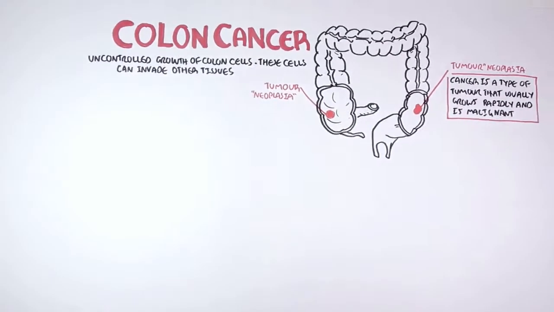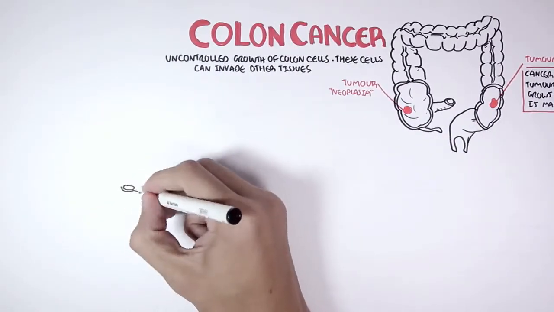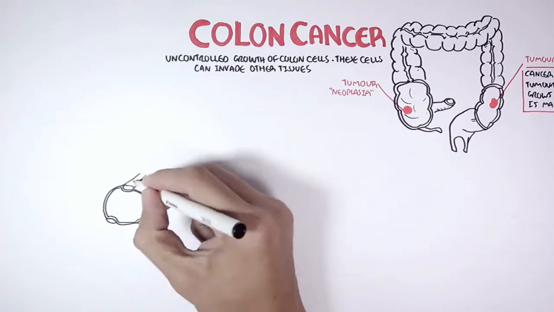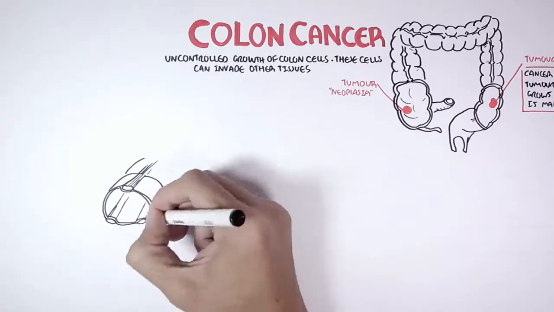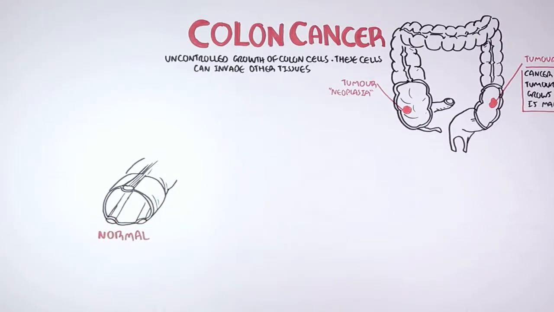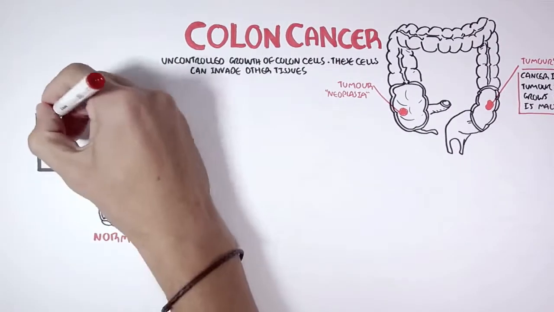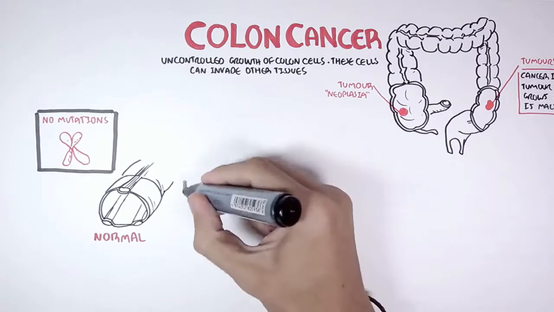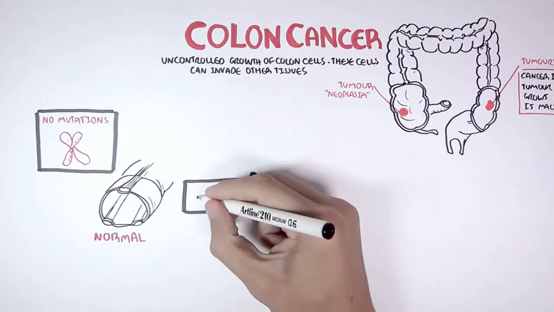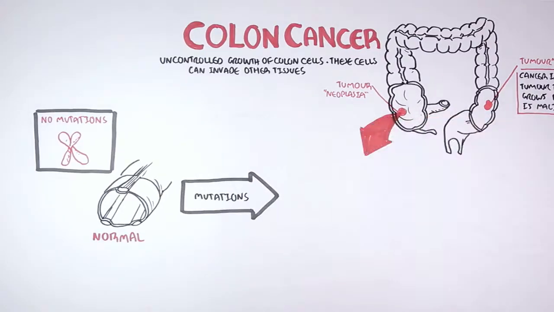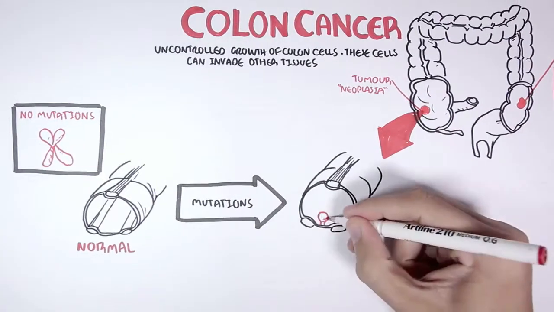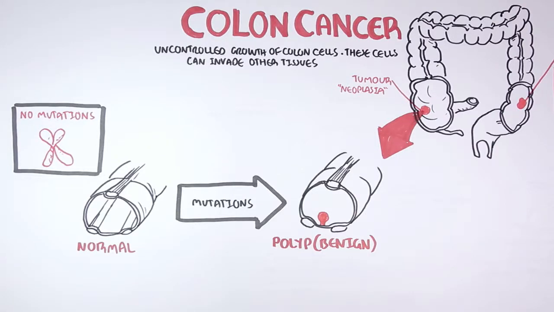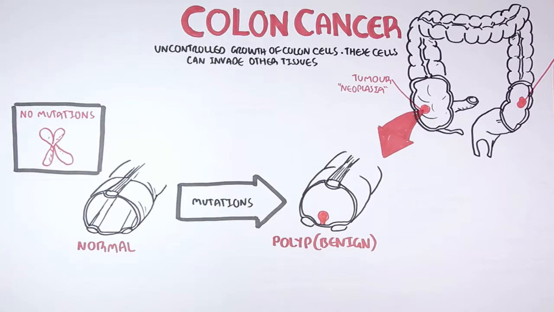So what does malignant mean? Well, let's first have a look at a simple explanation of the development of cancer. So here we have a normal colon. The chromosome, the DNA of this normal colon, have minimal to no mutations, and so is quite healthy. However, mutations can and do occur in our body. And so this normal colon can develop a benign polyp. A polyp is a tumor, but it is not cancerous because it is benign.